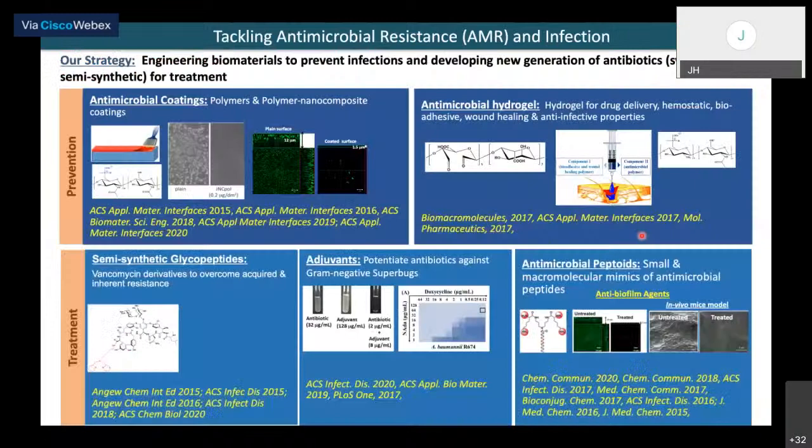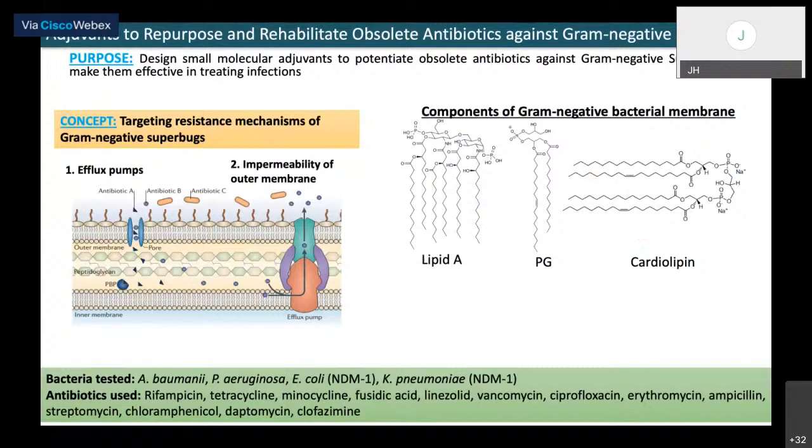I'll take you to another system that we are trying to work on to take care of these superbugs, which we call gram-negative superbugs. They have developed resistance for many reasons. One of them, as you can see, is that they have an extra membrane around their body, so many antibiotics cannot go inside because they cannot penetrate this layer. That's why the impermeability of the outer membrane is a problem: many antibiotics cannot get through, because they become impermeable due to this layer.